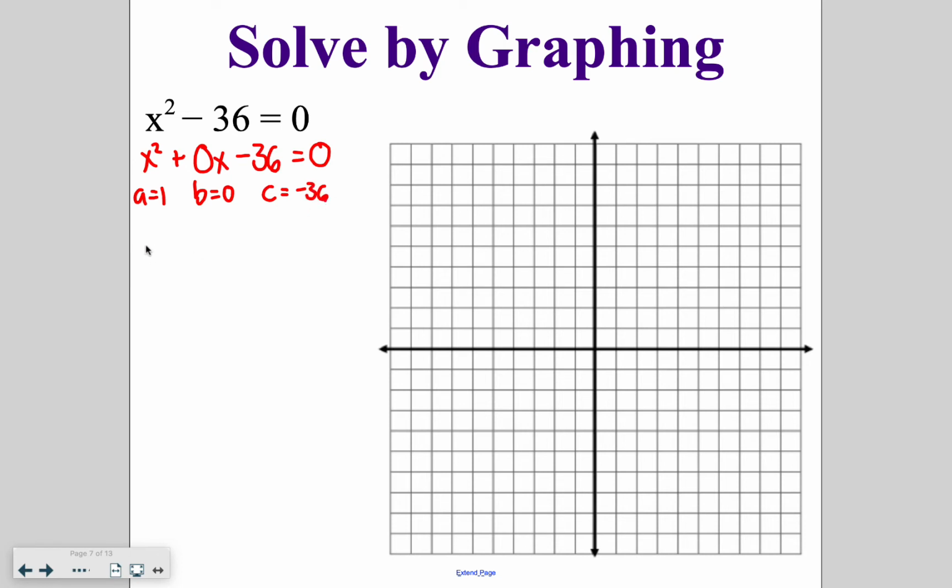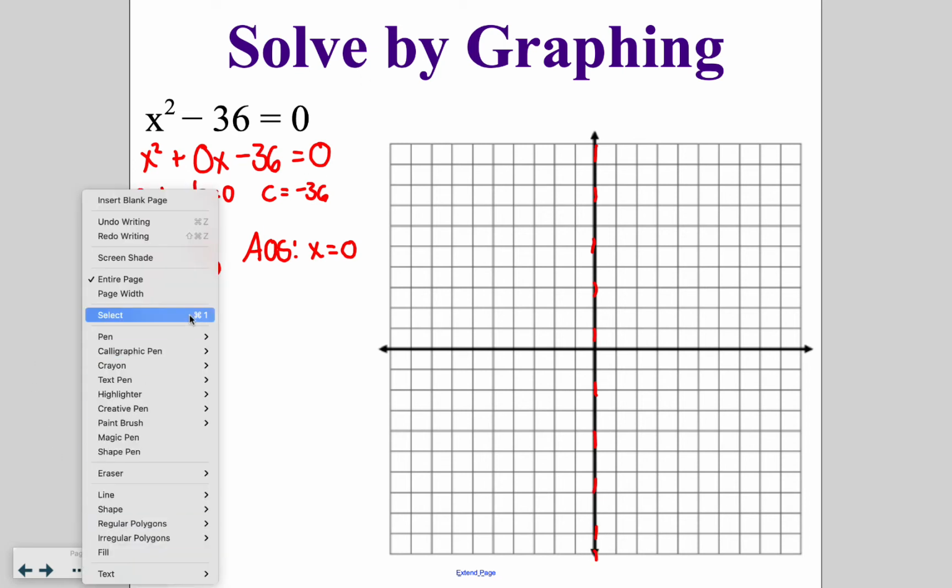So to find our axis of symmetry, we're going to go the opposite of B. The opposite of 0 is just 0. Over 2 times our A value, which in this case is 1. 0 divided by 2 gives us an axis of symmetry at x is equal to 0. So our y-axis is actually our axis of symmetry this time. So we put in our dashed line right at x is equal to 0.